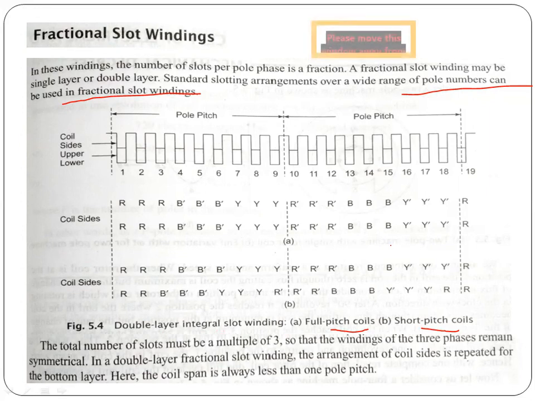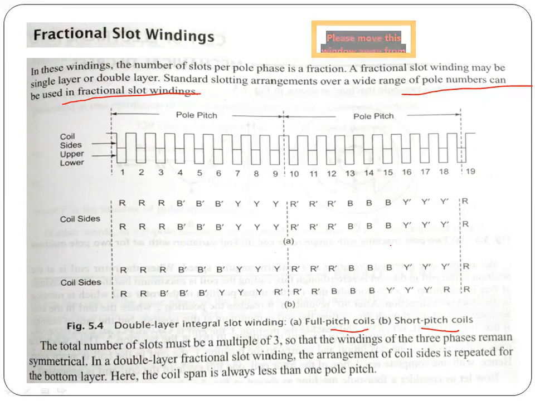The total number of slots must be a multiple of 3 so that the windings of 3 phases remain symmetrical. In a double layer fractional slot winding, the arrangement of coil sides is repeated for the bottom layer, and here the coil span is always less than 1 pole pitch.